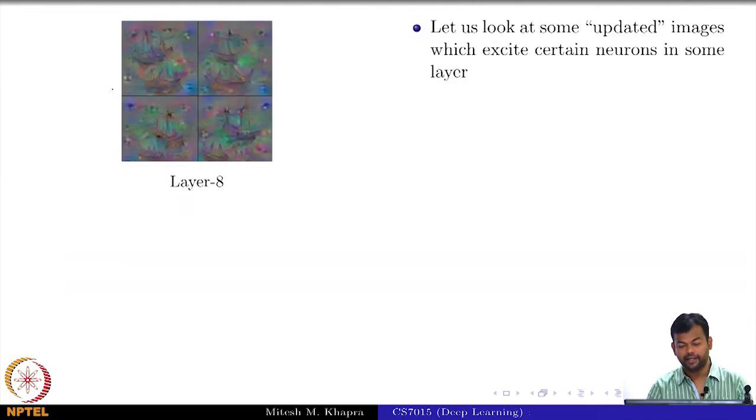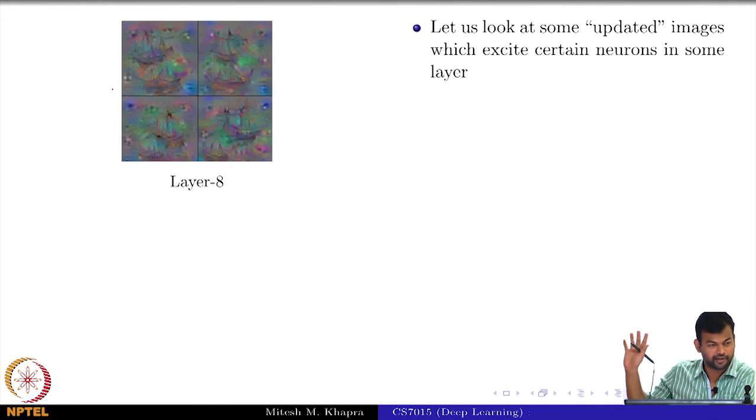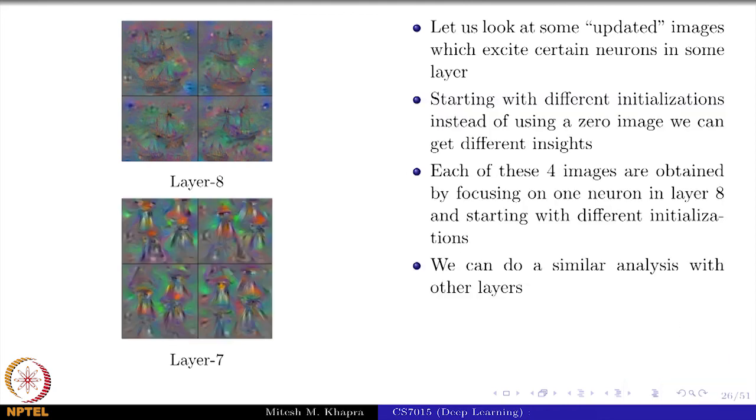So these are what the updated images look like, which excite certain neurons in some layers. So what does this look like? It's actually like a pirate's ship, if it's not very clear. Like you have these multiple layers of things and something like this, okay? So some neurons are firing for this kind of pattern. There are some other neurons which are firing for different kinds of patterns and so on, right? So you can just create images which cause certain neurons to fire. And all this is a lot of fun to do, so I would encourage you to do this. You'll get more insights into what your network is.